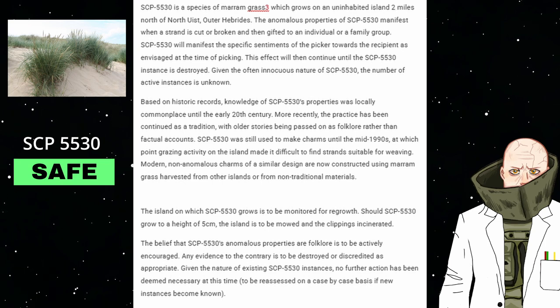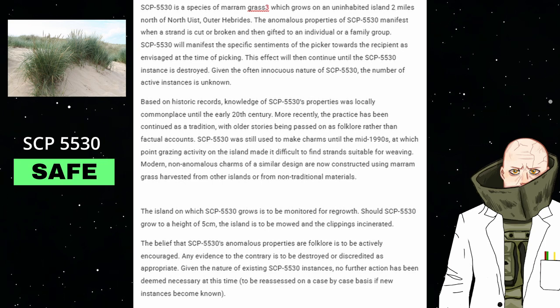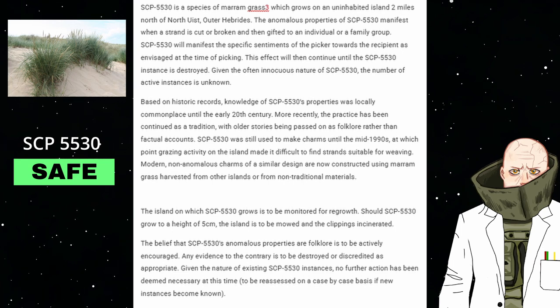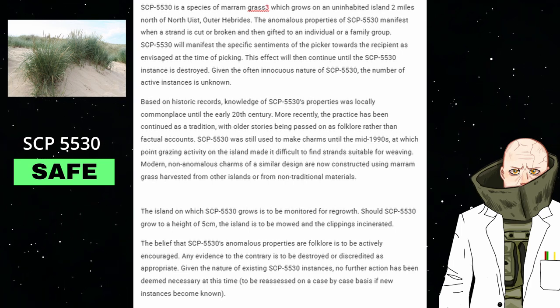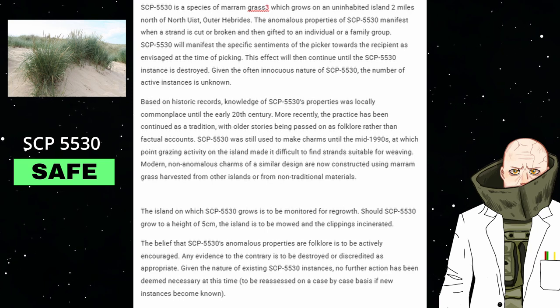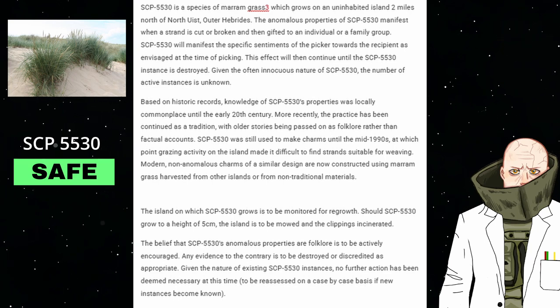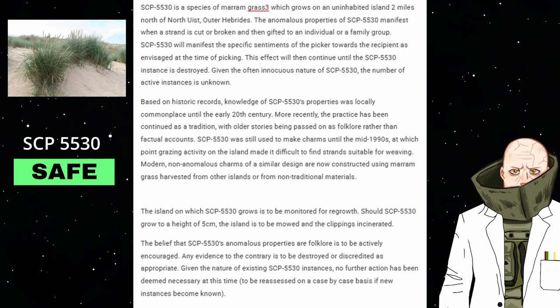Modern non-anomalous charms of a similar design are now constructed using marram grass harvested from other islands or from non-traditional materials. The island on which 5530 grows is to be monitored for regrowth. Should 5530 grow to a height of 5 centimeters, the island is to be mowed and the clippings incinerated.